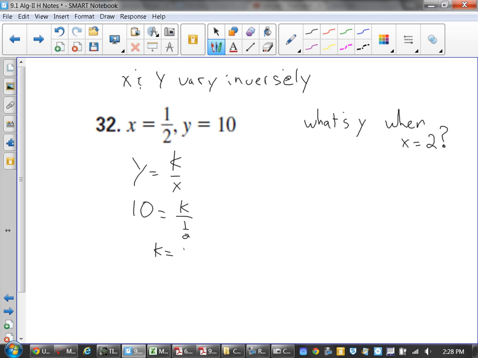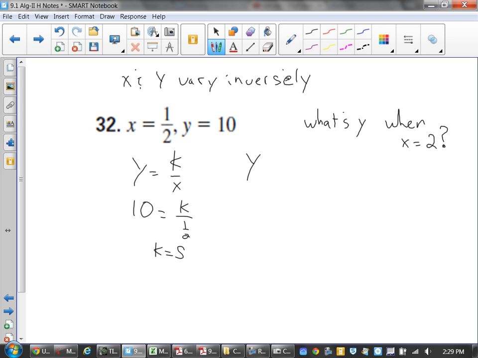It's 5. Remember, how do you undo division? Multiply. So how do you undo dividing by a half? You multiply by a half. So what's half of 10? 5. So k is 5.